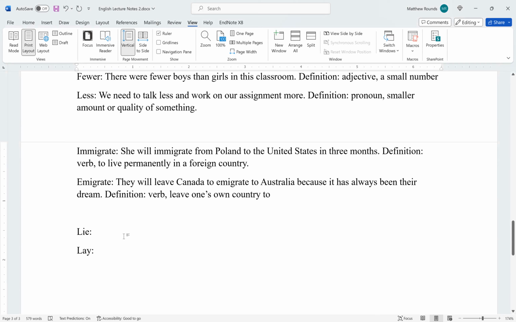Okay, lie and lay. Let's see if we can quickly get this one done. These are also commonly misused. Okay, lie is a verb and it says to be in or assume a horizontal or resting position on a supporting surface, or it's a noun: the way, direction, or position in which something lies.